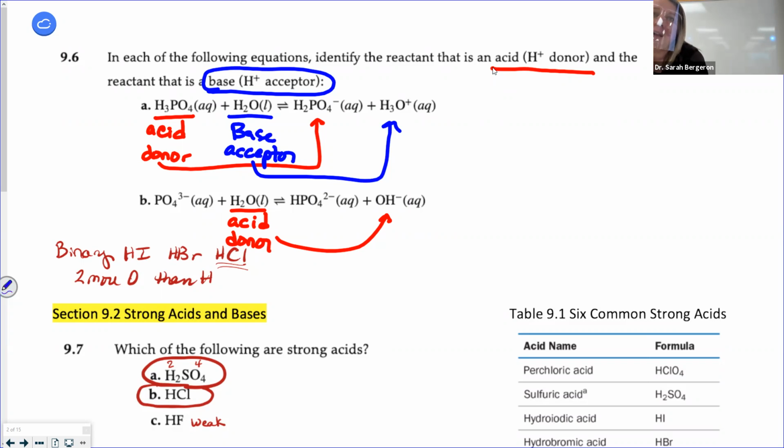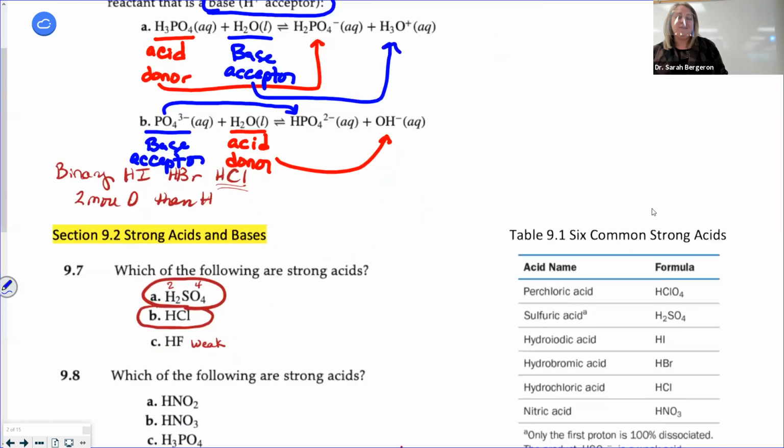A base picked it up. What base picked it up? PO4 3- is my base. This is the acceptor. And I can check that. I can look and I can say, okay, here was my base. I went from PO4 3- to HPO4 2-. Okay, pretty good.